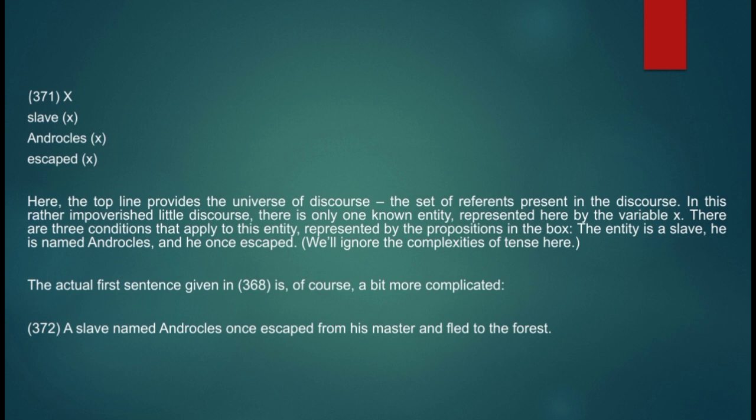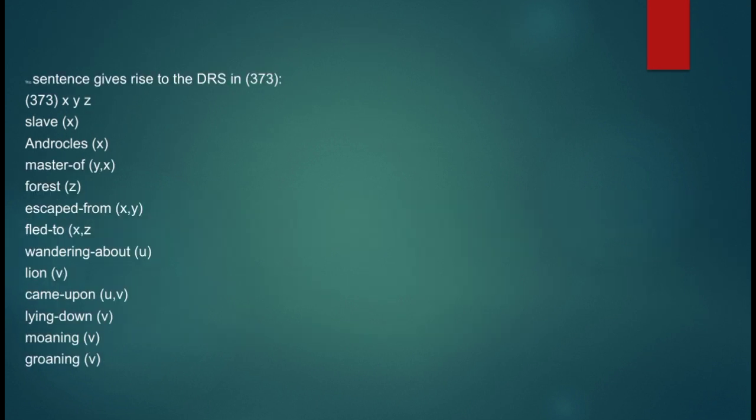So the entity is a slave, his name is Androcles, and he escaped. We'll ignore the complexities of tense here. The actual first sentence given in 368 is of course a bit more complicated. So in 372, a slave named Androcles once escaped from his master and fled to the forest. This DRS retains all of the information from the previous DRS, but adds two referents.